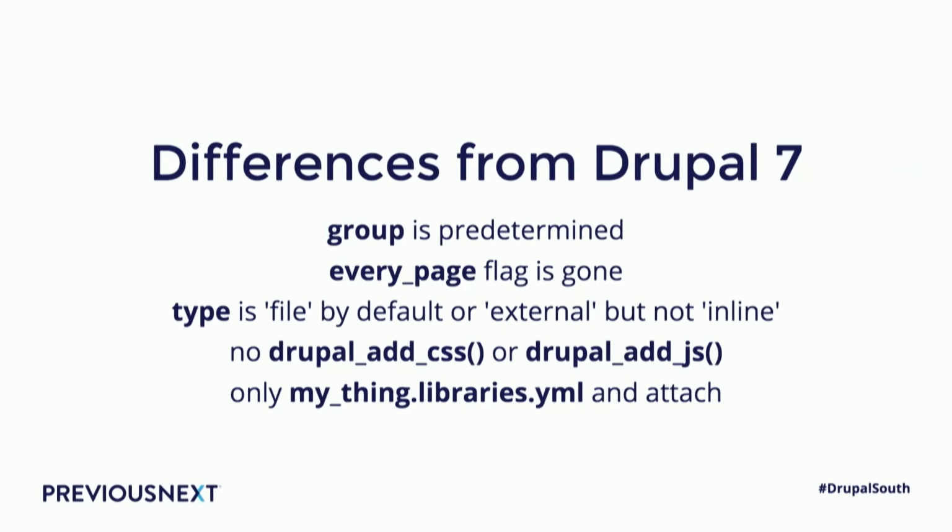The differences from Drupal 7: group is predetermined. The main two things were CSS and JavaScript, which is now written into the structure of the library system. The every page flag is gone now. It's replaced by just having libraries referenced through an info file. Type is file by default or external, but not inline. And there's no more drupal_add_css or drupal_add_js functions anymore. Everything is done through the libraries.yaml file and attached in some way.